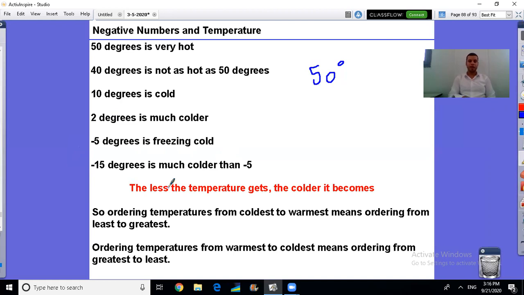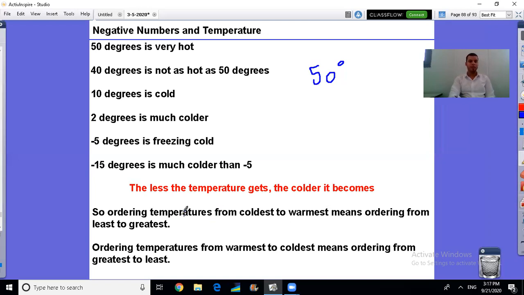If you noticed here, the less the temperature gets, the colder it becomes. If the temperature is going down, it means that it's getting colder. And vice versa, if I say that the weather is getting colder, that means that the temperature is going down. So ordering temperatures, and this is how we're going to use this in mathematics.